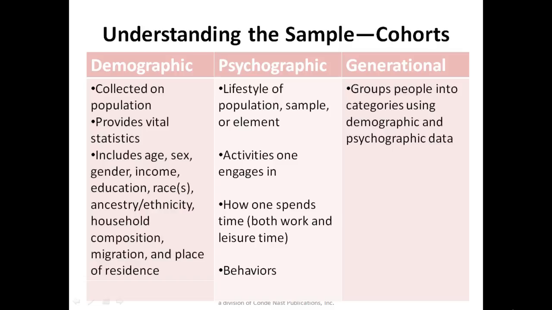Next is generational cohorts, and they're used to group people into categories using demographic and psychographic data. And by understanding the demographics, psychographics, and generational cohorts, you select the appropriate sample for your research study. So for your generational cohort, you're going to be looking at college students or millennials, and they will have specific age, income, and education demographics. They will tend to be single, going to college, which are psychographics because that affects their lifestyle.